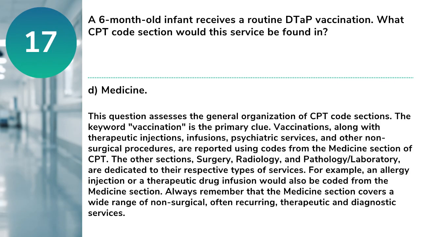Answer: D. Medicine. This question assesses the general organization of CPT code sections. The keyword vaccination is the primary clue. Vaccinations, along with therapeutic injections, infusions, psychiatric services, and other non-surgical procedures, are reported using codes from the medicine section of CPT. The other sections, surgery, radiology, and pathology/laboratory, are dedicated to their respective types of services.